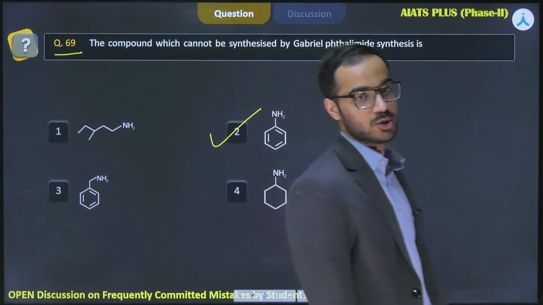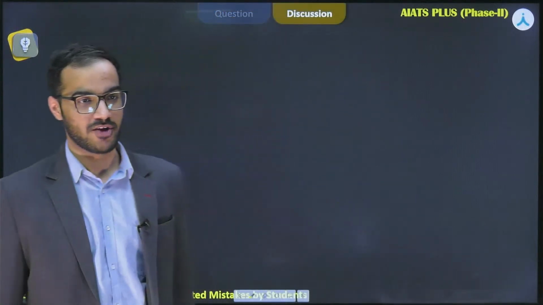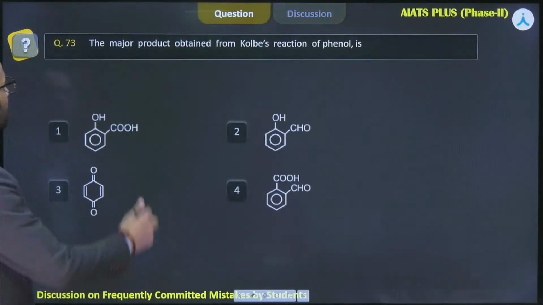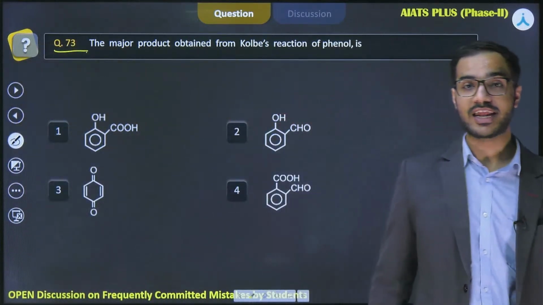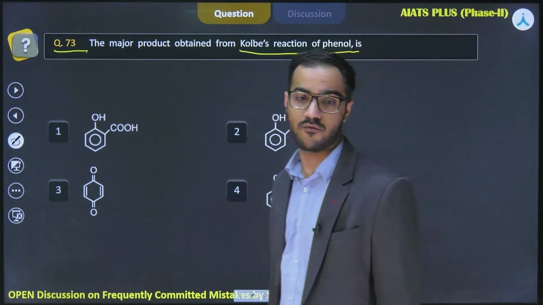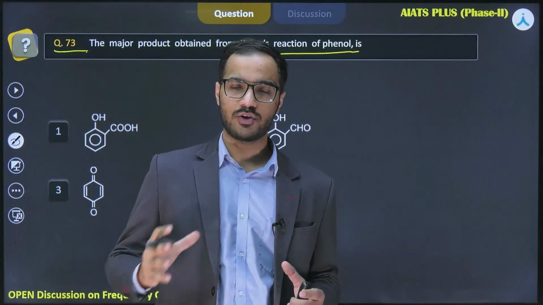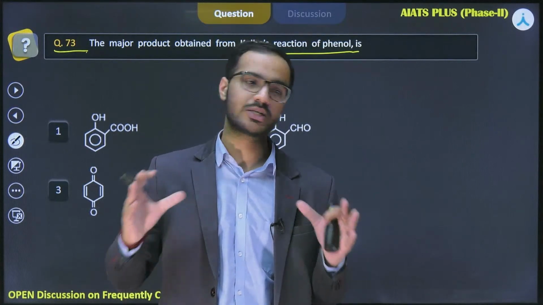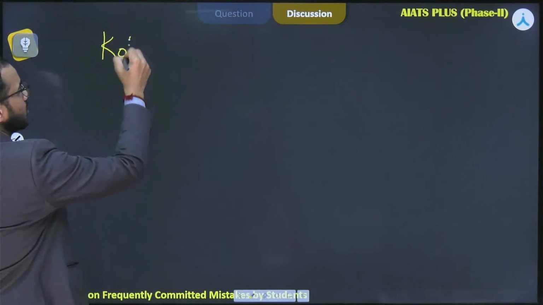Okay, let us move to the next question where we will be discussing the next concept. Okay, we have question number 73. Now, a very important reaction, the Kolbe synthesis, Kolbe reaction of phenols, a very, very important part. Let us discuss the Kolbe reaction of phenol in great detail, with the explanation of the mechanistic approach, so that every point will be crystal clear to you all. So let us discuss the Kolbe reaction.